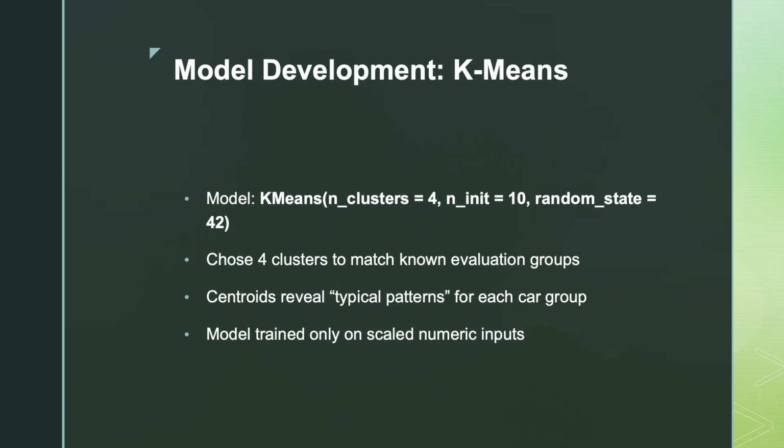Next, model development. K-means was run with n_clusters, that is the number of clusters, being 4 and random_state specified so as to have consistent results. 4 clusters align with the dataset's evaluation categories and produce interpretable centroids that can be reverse mapped to the original labels.